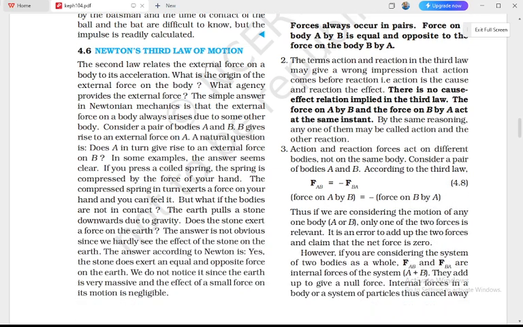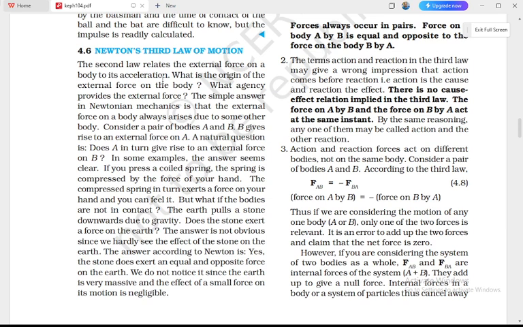Newton's third law of motion. The second law relates the external force on a body to its acceleration. What is the origin of the external force on the body? What agency provides external force? The simple answer in Newtonian mechanics is that the external force on a body always arises due to some other body. Consider a pair of bodies A and B. B gives rise to an external force on A. A natural question is, does A in turn give rise to an external force on B? In some examples, the answer seems clear. If you press a coiled spring, the spring is compressed by the force of your hand. The compressed spring in turn exerts a force on your hand and you can feel it.